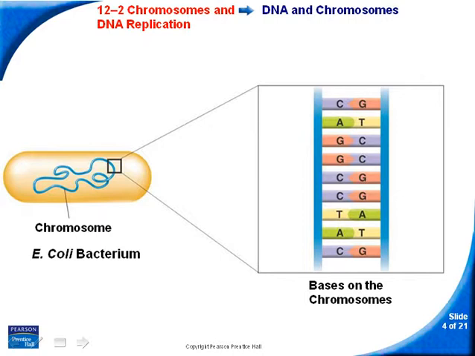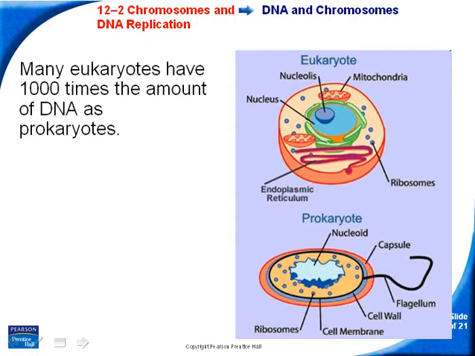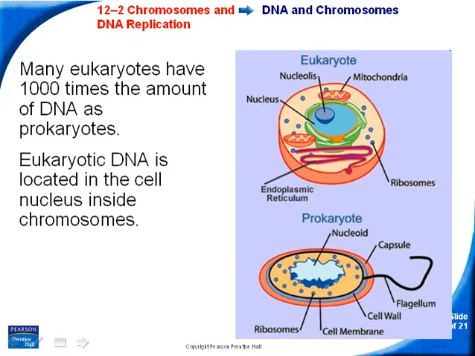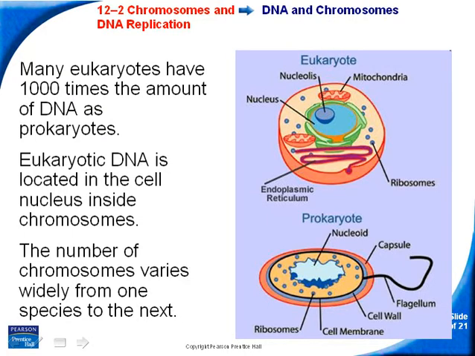There's the chromosome in E. coli bacteria, and you can see the bases look the same. Eukaryotes have about 1,000 times the amount of DNA as prokaryotes do. Here's a prokaryote versus a eukaryote, and the DNA is located in the cell nucleus, inside chromosomes, and the number of chromosomes varies widely from one species to the next. There's a worm that I think has 50 chromosomes or something like that, whereas humans only have 46. So the complexity of the organism does not correspond with the number of chromosomes.